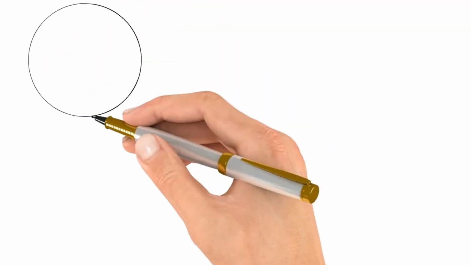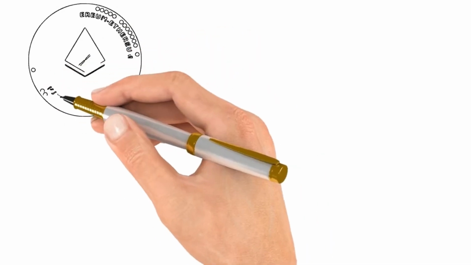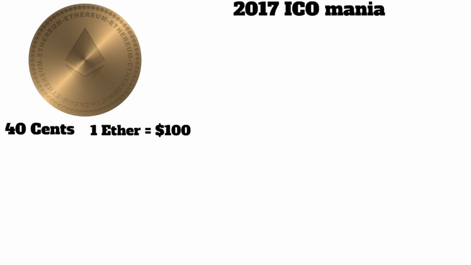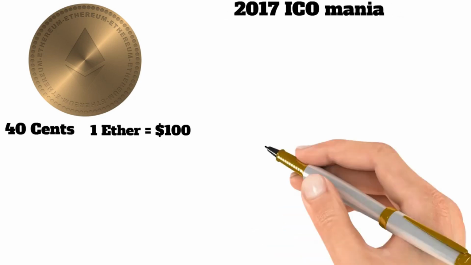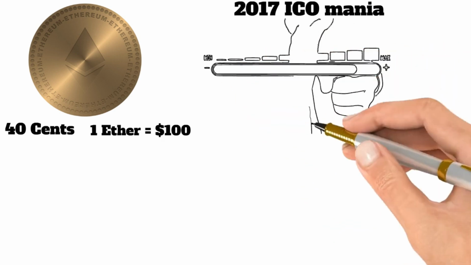Ether was originally distributed in 2014 at the first initial coin offering for Ethereum. At the time, one Ether cost around 40 cents. At the moment, one Ether is worth hundreds of dollars. This is because the 2017 ICO mania has resulted in a significant increase in Ethereum network use.